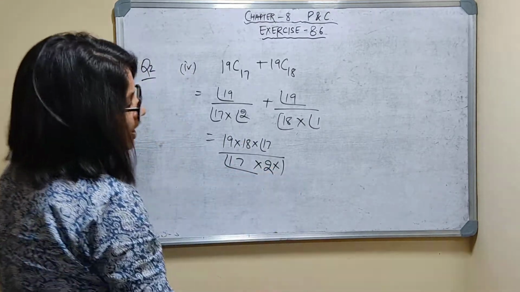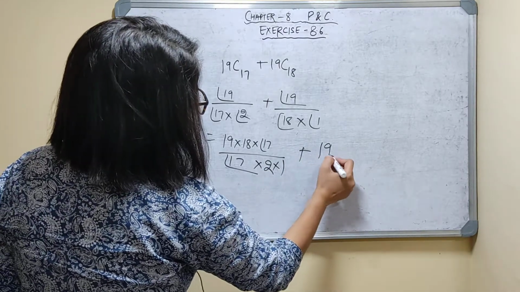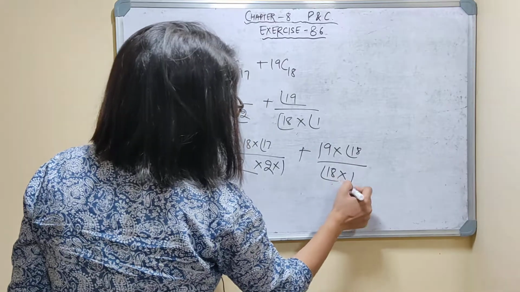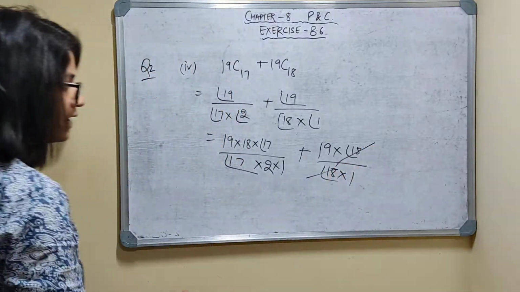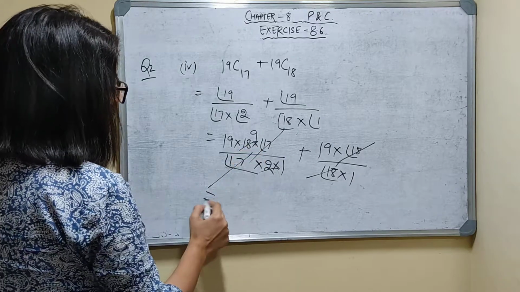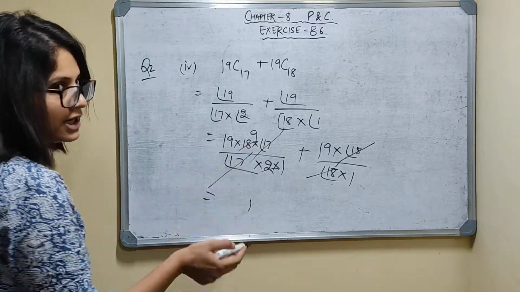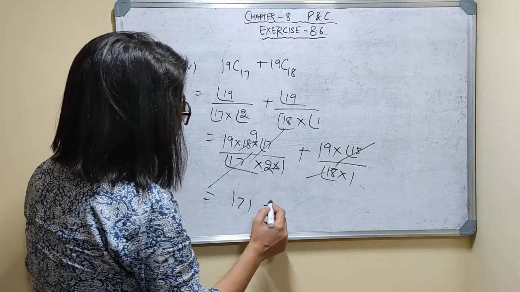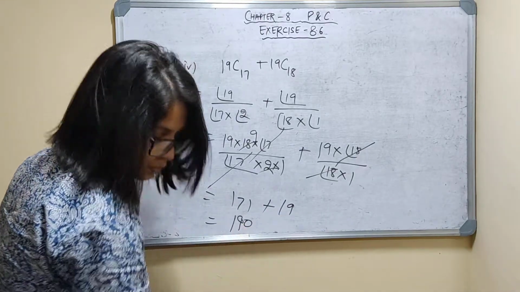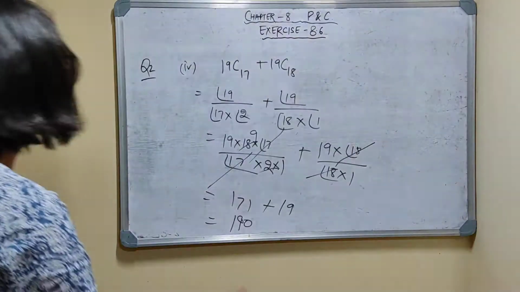I am writing 2 into 1, plus factorial 19, I am writing 19 into factorial of 18 upon factorial of 18 into 1. This factorial 18 cancel. Factorial 17 cancel. 2 nines are 18, 19 into 9. 9 nines are 81, 9 ones are 9, plus 19. So 171 plus 19, how much will come? 190 is the answer. Thank you.